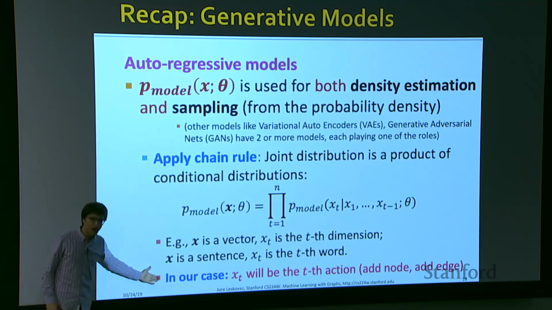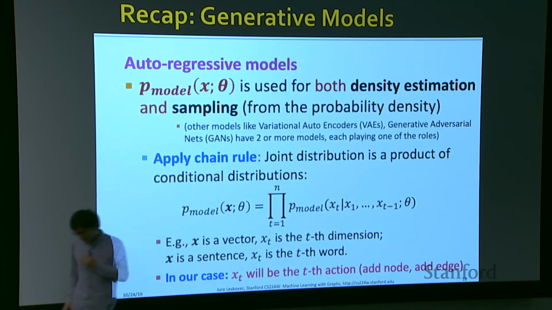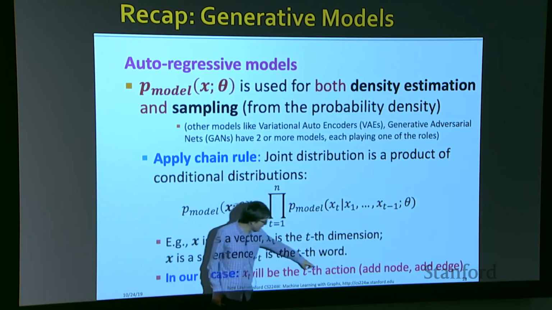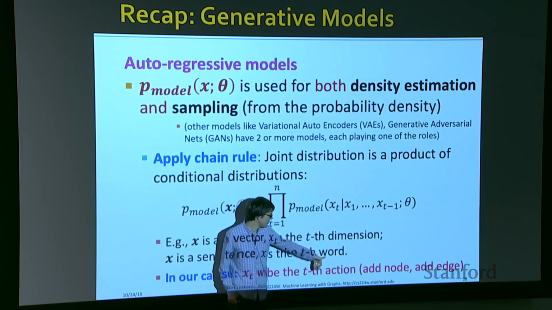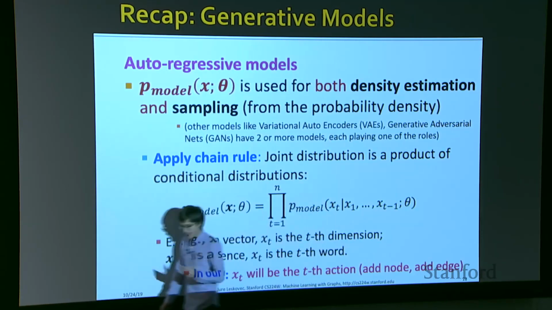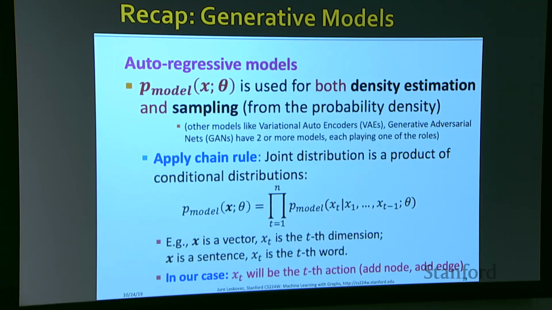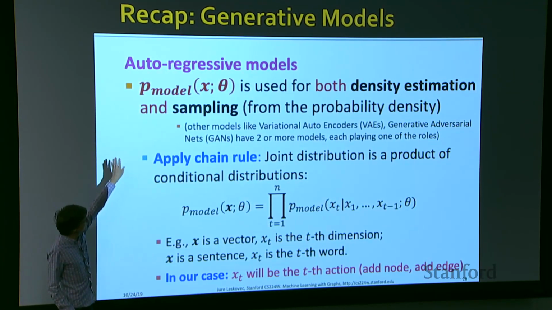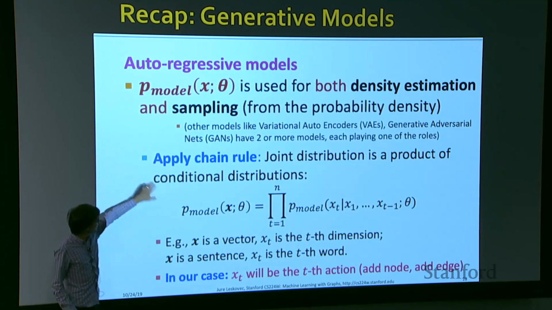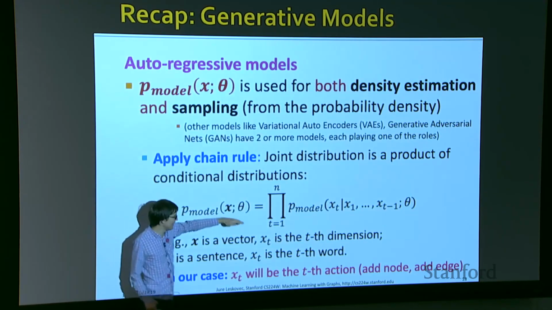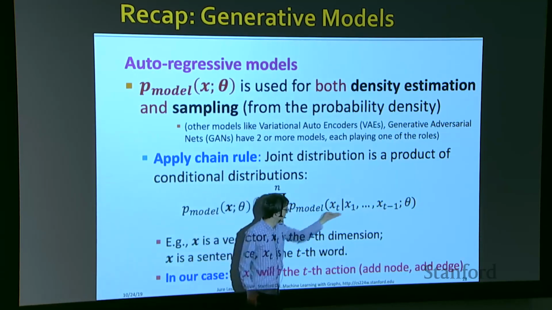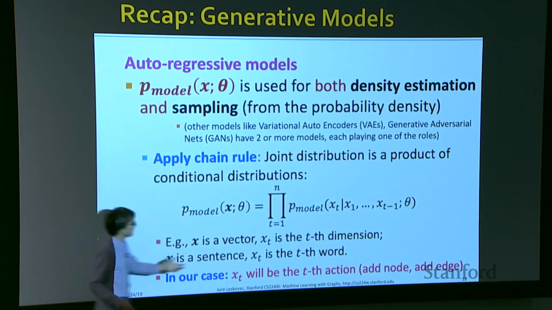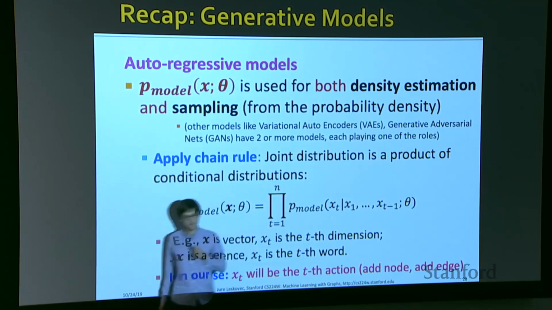So what will be in our case? In our case, we'll be generating the graph sequentially. So in our case, xt will be the action at time t, which will be add a node, add an edge. That's what we will be kind of printing out. So what did we learn? We learned that we want to have this P model, we want it to fit P data, and that we won't directly work with this P model, but we will apply the chain rule to have these temporal dependencies, and we will rather learn this type of a thing.